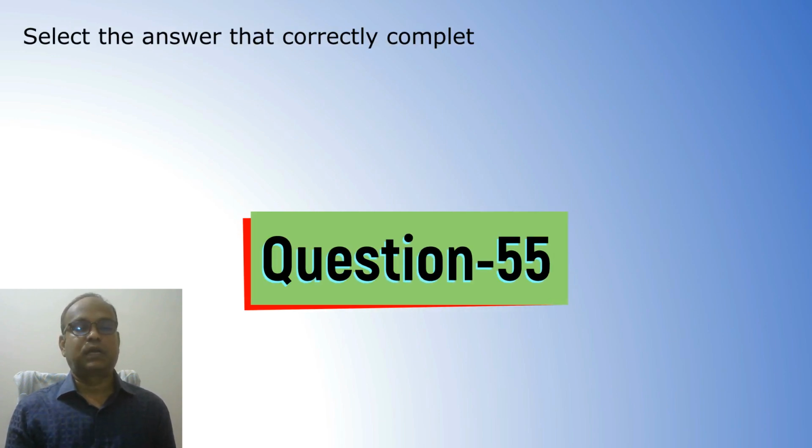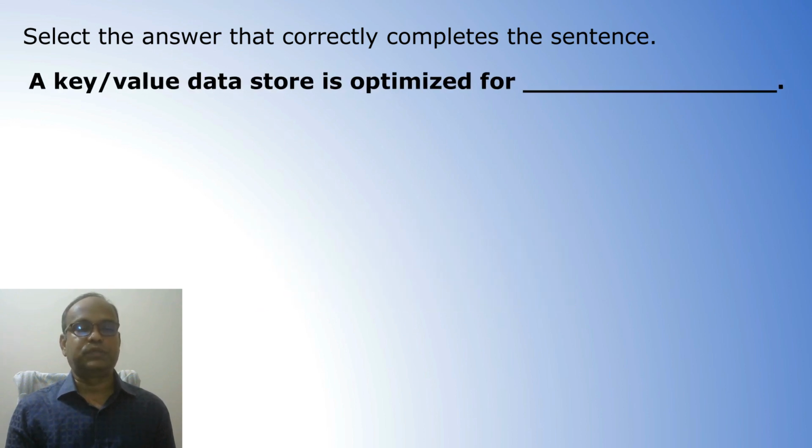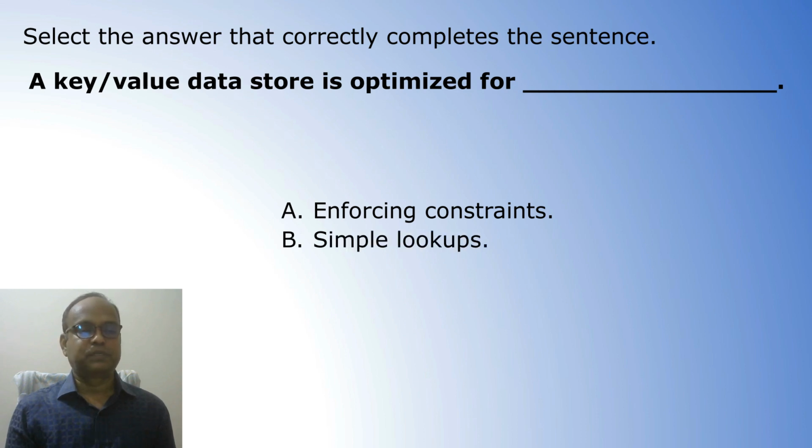Select the answer that correctly completes the sentence. A key value data store is optimized for dash. Option A, enforcing constraints. Option B, simple lookups. Option C, table joins. Answer. The correct answer is simple lookups. A key value store associates each data value with a unique key. Key value stores are highly optimized for applications performing simple lookups, but are less suitable if you need to query data across different key value stores.